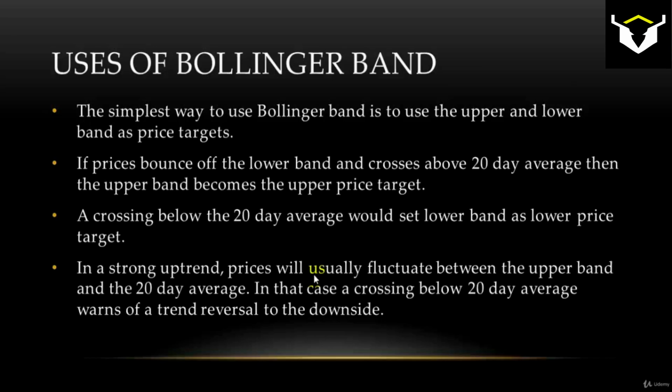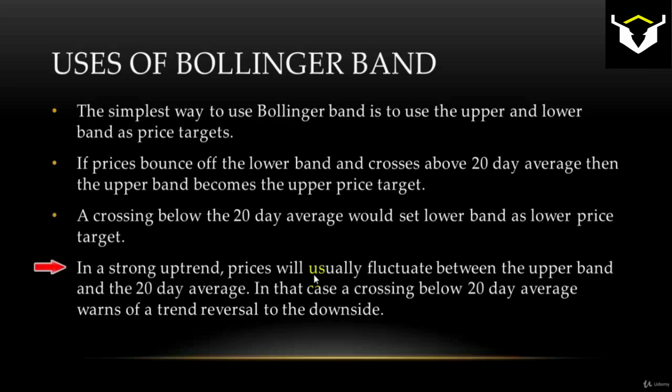So that brings us to Bollinger Bands. The simplest way to use Bollinger Bands is to use the upper and lower band as price targets. If prices bounce off the lower band and cross above the 20-day average, then the upper band becomes the upper price target. A crossing below the 20-day average would set the lower band as the lower price target.